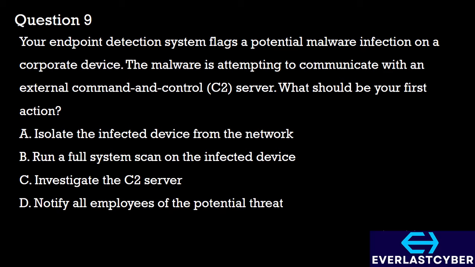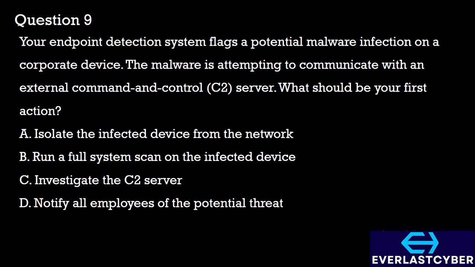Question 9. Your endpoint detection system flags a potential malware infection on a corporate device. The malware is attempting to communicate with an external command and control server. What should be your first action? A. Isolate the infected device from the network. B. Run a full system scan on the infected device. C. Investigate the C2 server. D. Notify all employees of the potential threats.